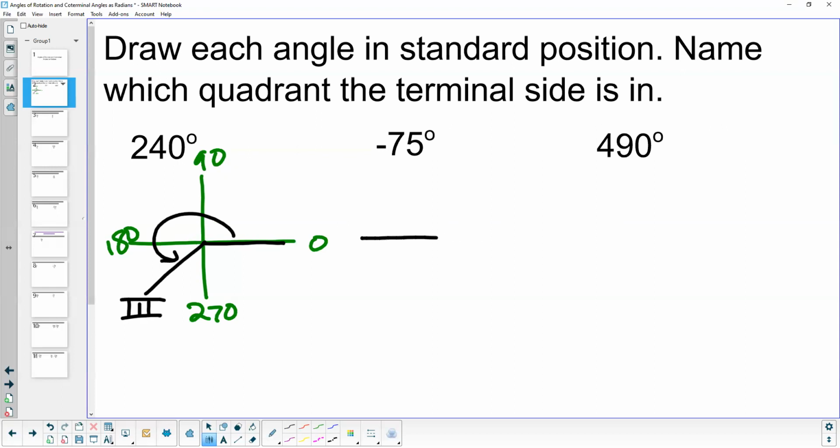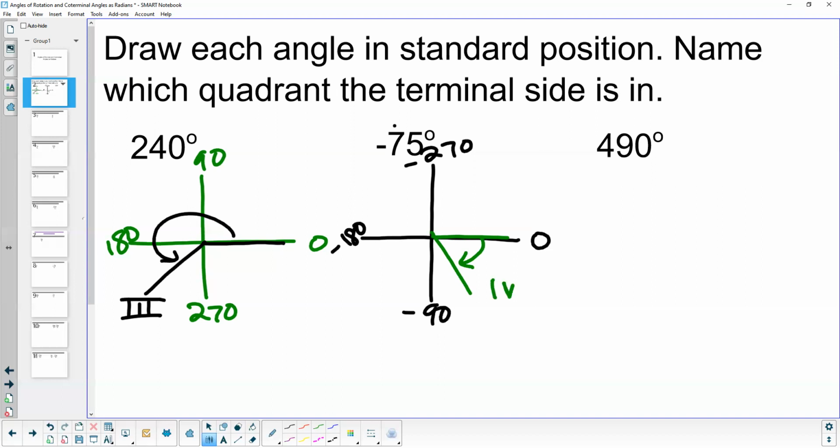Now let's take a look at negative 75. Now when it's a negative, we actually label it going the other way. So it's 0, negative 90, negative 180, negative 270, negative 75, we have our initial side, our terminating side. And when it's negative, we actually go clockwise with our arrow. And this one is going to end in quadrant number 4 here.